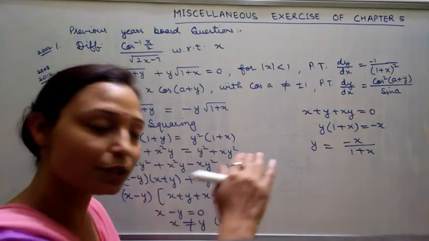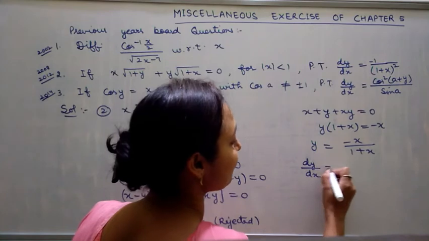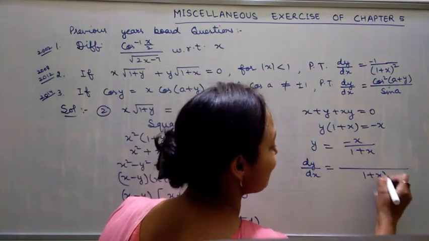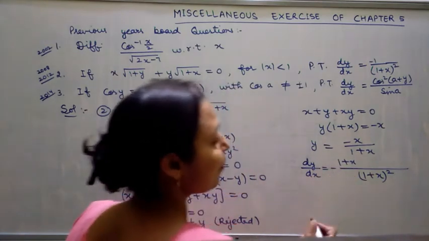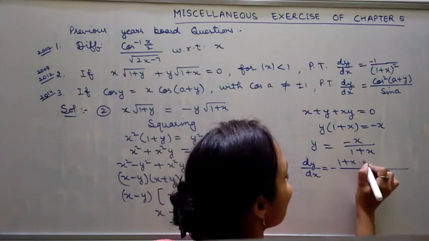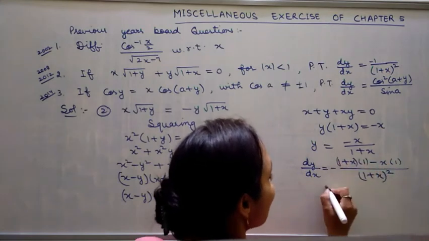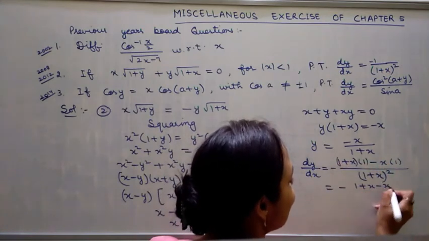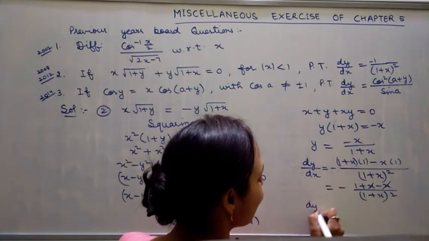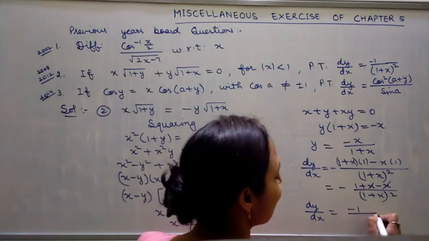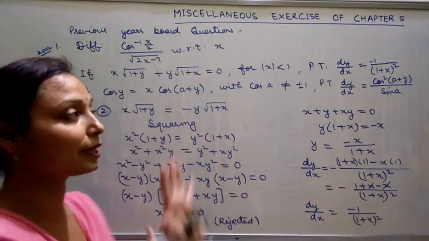Now apply dy upon dx, and here you can apply u upon v. 1 plus x whole square. This is 1 plus x. Take negative as a common factor like this. Okay, u upon v: this is 1 plus x, differentiation of x is 1, minus x as it is, and differentiation is 1. So we will have negative 1 plus x minus x upon 1 plus x whole square. This negative and negative will cancel. We have dy upon dx equal to negative 1 upon 1 plus x square. So this is the way to simplify and find the required result.